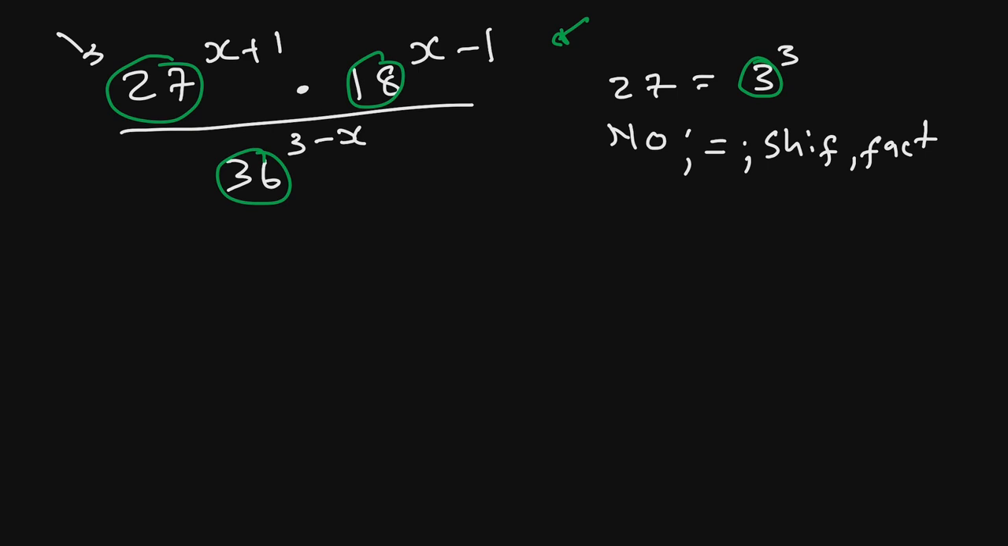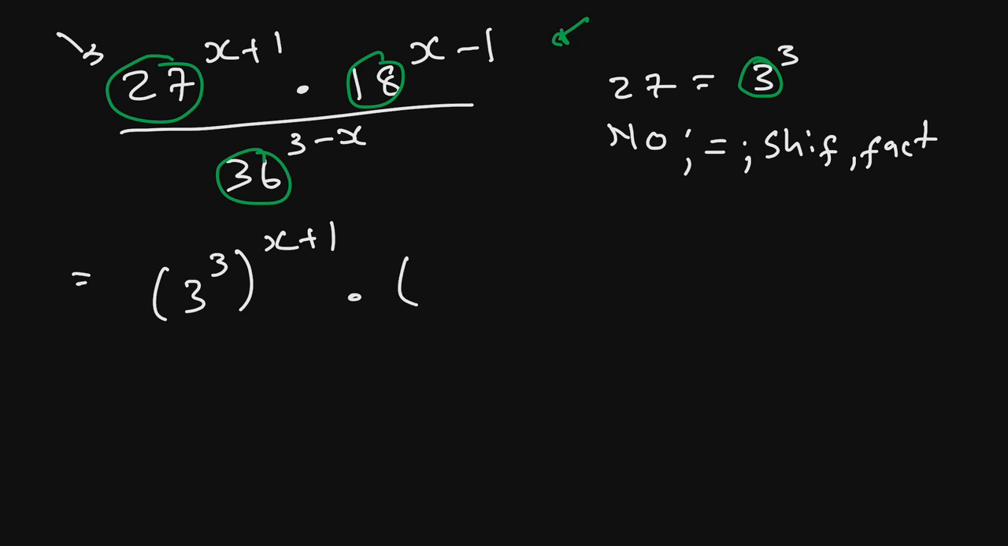So that is the first step. So in this case, we're going to change all the numbers to the basis of the prime numbers. So the first one of 27, we know this is 3 to the power of 3, and then this is raised to the power of x plus 1, and then multiplied.